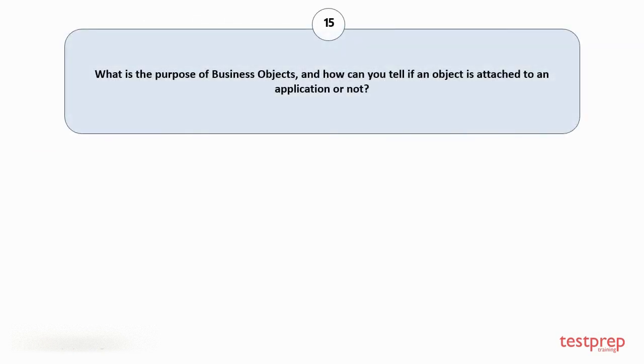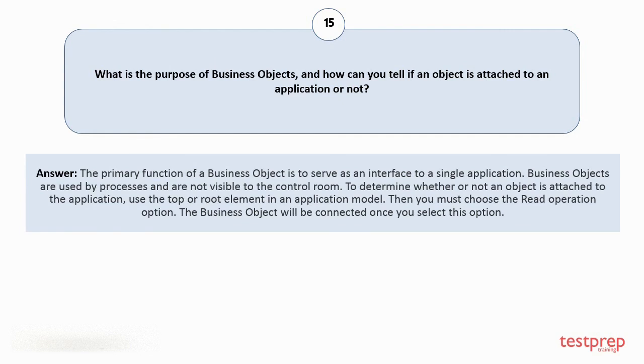Question number 15, what is the purpose of business objects, and how can you tell if an object is attached to an application or not? Your answer is: the primary function of a business object is to serve as an interface to a single application. Business objects are used by processes and are not visible to the control room. To determine whether or not an object is attached to the application, use the top or root element in an application model. Then you must choose the Read Operation option. The business object will be connected once you select this option.